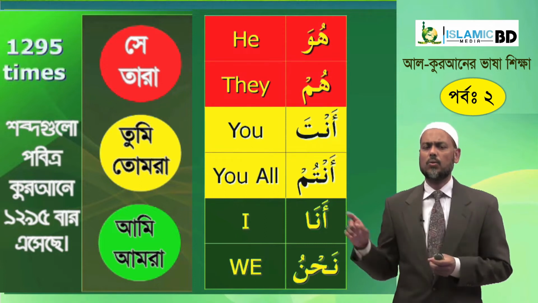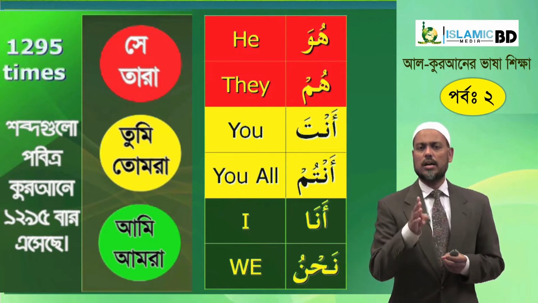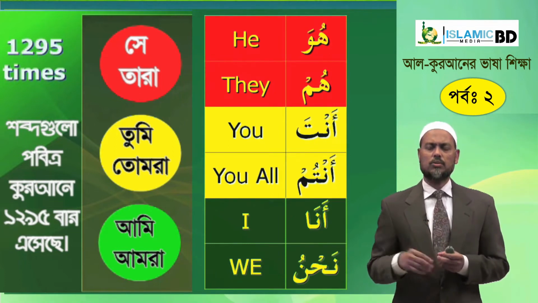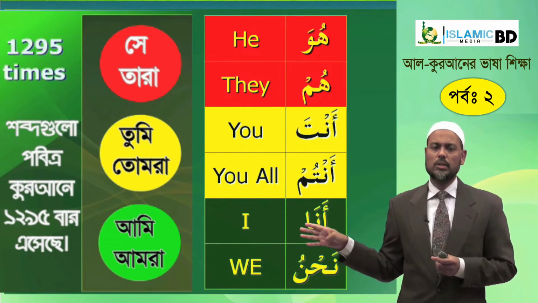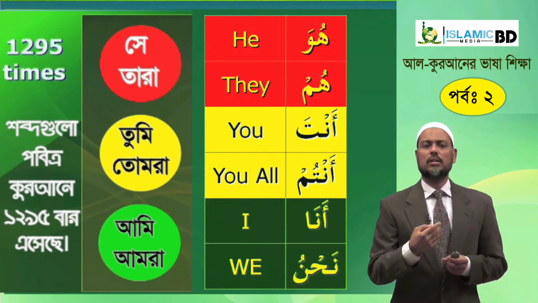Can you translate? Huwa, he. Hum, they. Anta, you. Antum, you all. Ana, I. Nahnu, we. Once more. Huwa, he, hum, they, anta, you, antum, you all, ana, I, nahnu, we.